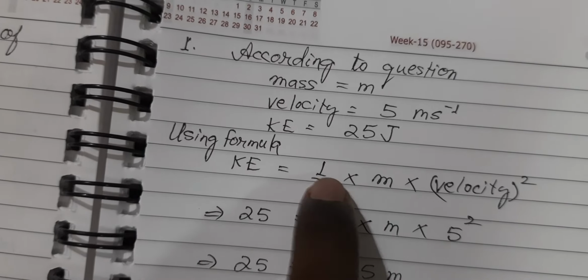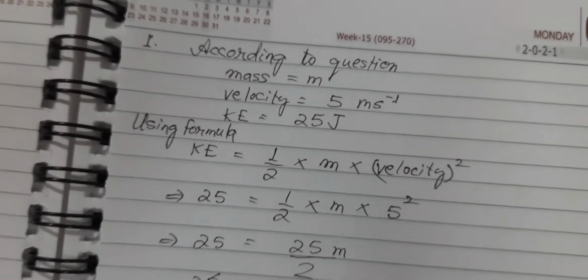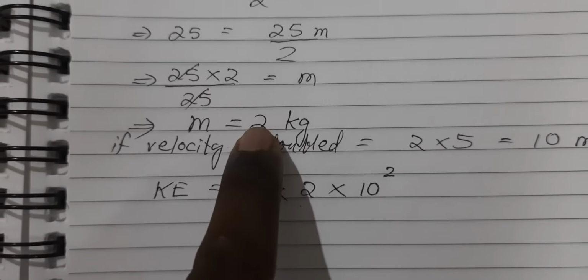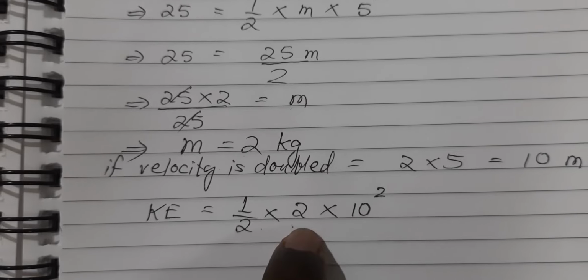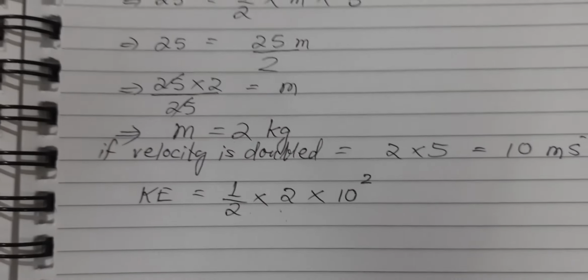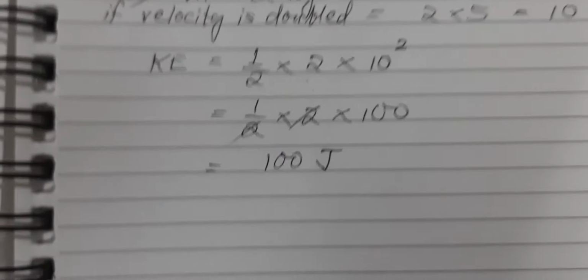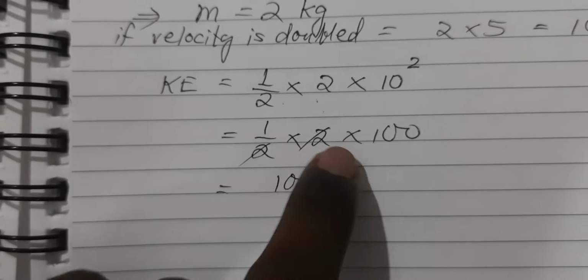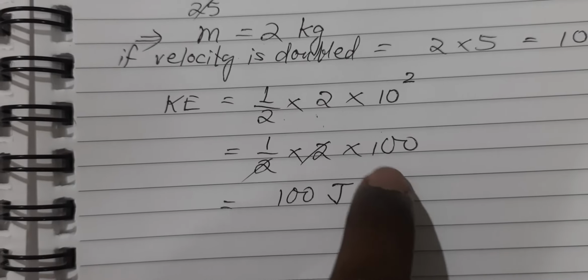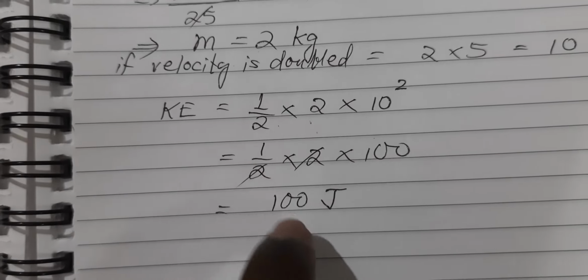Kinetic energy equals half into mass into velocity square. So kinetic energy equals half into mass, which is 2 kg, into velocity, which is 10, square of 10. Let's now solve and get the answer. Okay, so 2 and 2 cancel each other out, and square of 10 is 100. So 100 into 1 is 100.